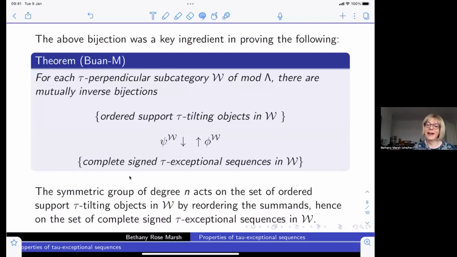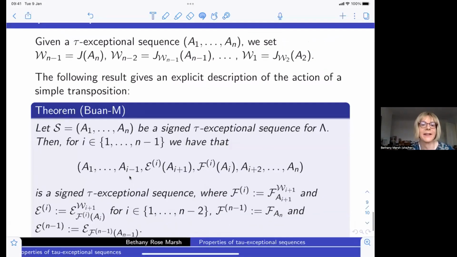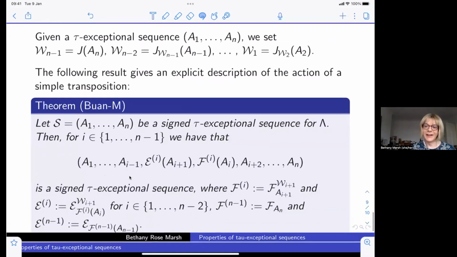So we've got the symmetric group acting by reordering the summands. So the symmetric group acts on the complete signed tau exceptional sequences as well. So we can ask, is there an explicit description of that action? And that's what the main result does. So if you've got a signed tau exceptional sequence, this S is A1 up to AN, we can permute two of the entries in it, but we have to apply these reduction maps in order to do it.